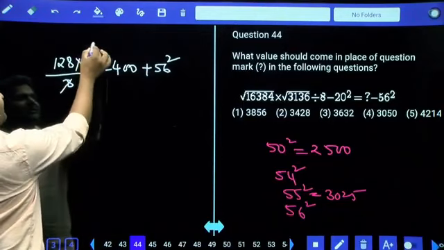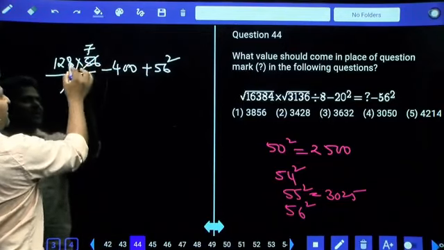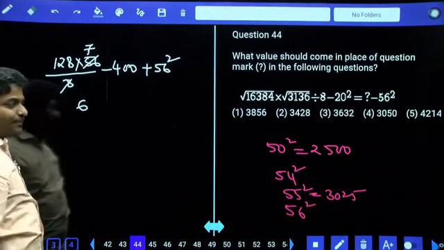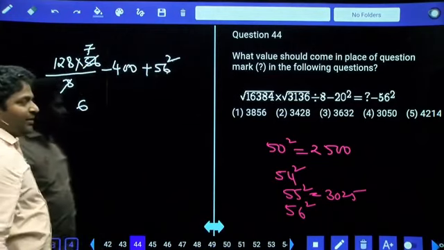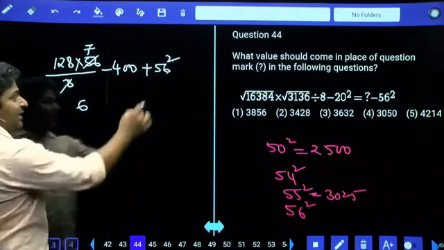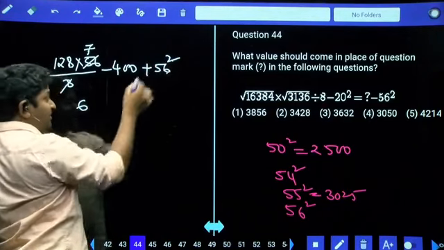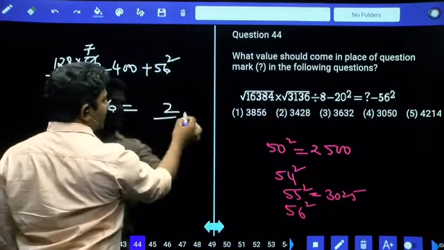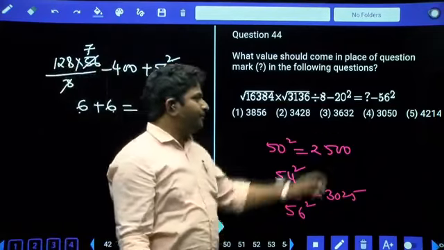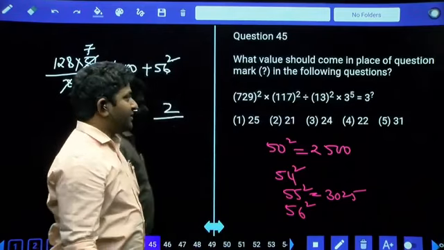Now 8 times 56, 7 into 8, 56 ends with 6. Minus 0, don't have to worry about it. 6 square, that is equal to 36, ends with 6. So that is plus 6. 6 plus 6 in the sense answer should end with 2. There is only one option, 36, 32. Next, 45.